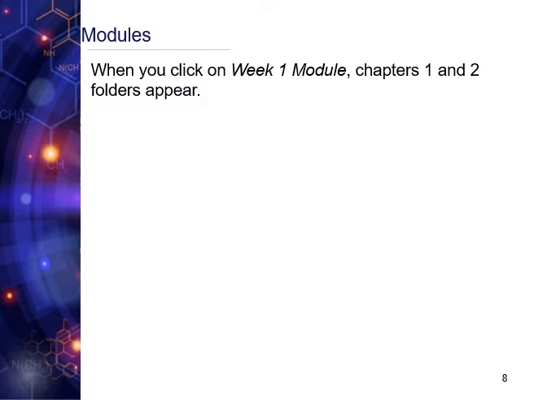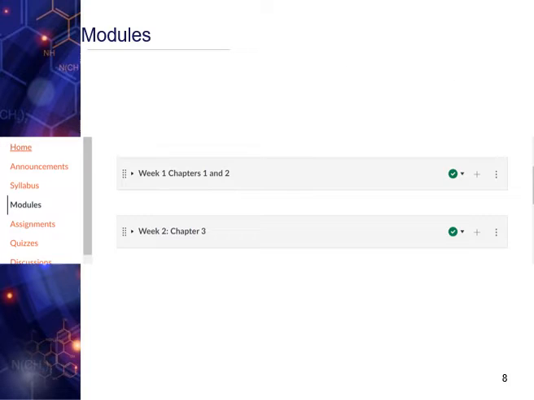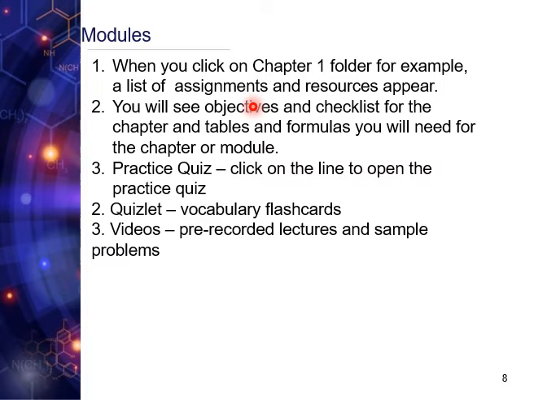When you click on Week 1 module, Chapters 1 and 2 folders appear. To open Week 1, you would click on the arrow. When you click on Chapter 1 folder, for example, a list of assignments and resources appear. You will see the objectives and checklists for the chapter and tables and formulas you will need for the chapter or module. Practice quiz. Click on the line to open the practice quiz.